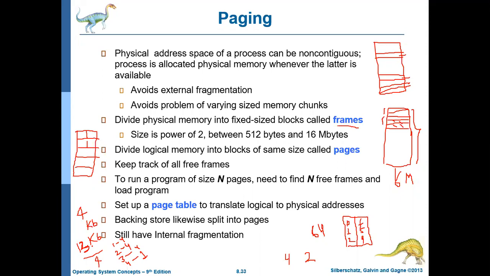If it was 12, then it would be divided into 3 pages only. No fourth page would be required. If we have 14, then we also require 4 pages. If this is of size 15, then also we use 4 pages. If 16, then also 4 pages. But in case of 17, a new page will be created. Now, in the fourth page, only 1 KB you have utilized. 3 KB will not be utilized in this case.